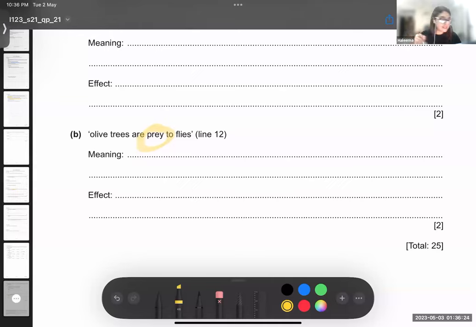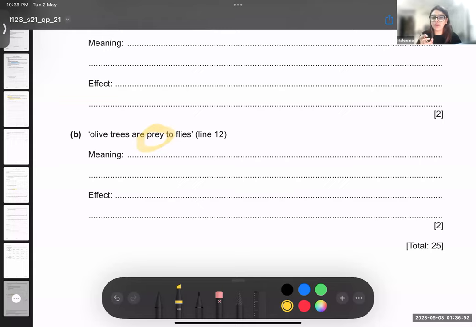So in this case, you have to talk about how the meaning implies that the olive trees are being attacked by the flies, or eaten by the flies, or targeted by the flies, or even damaged by the flies. All right? These are literal meanings. But when you look at effect, you have to talk about how it's implying that the olive trees are either defenseless in front of the flies, they need to be protected from the flies, or they're vulnerable in front of the flies.